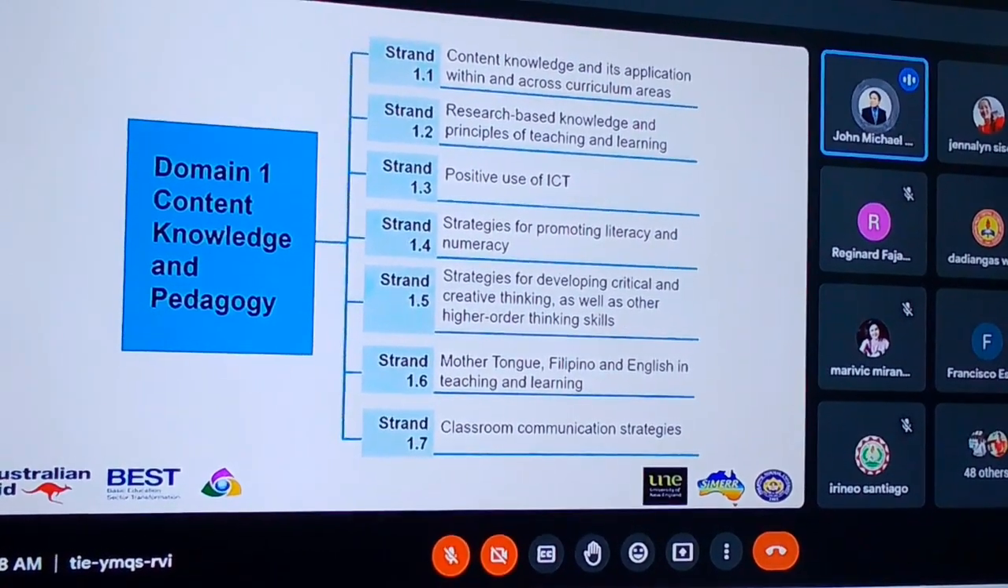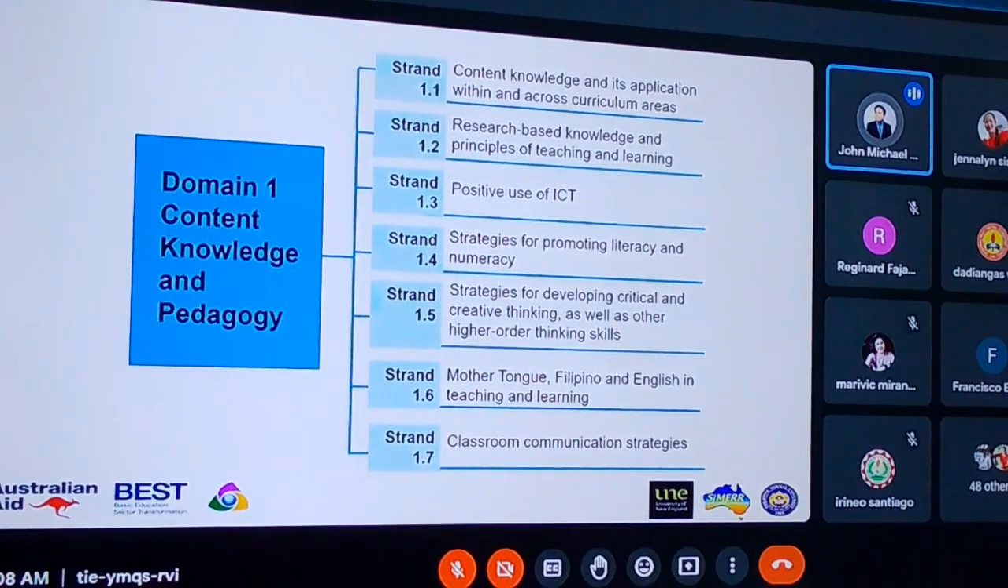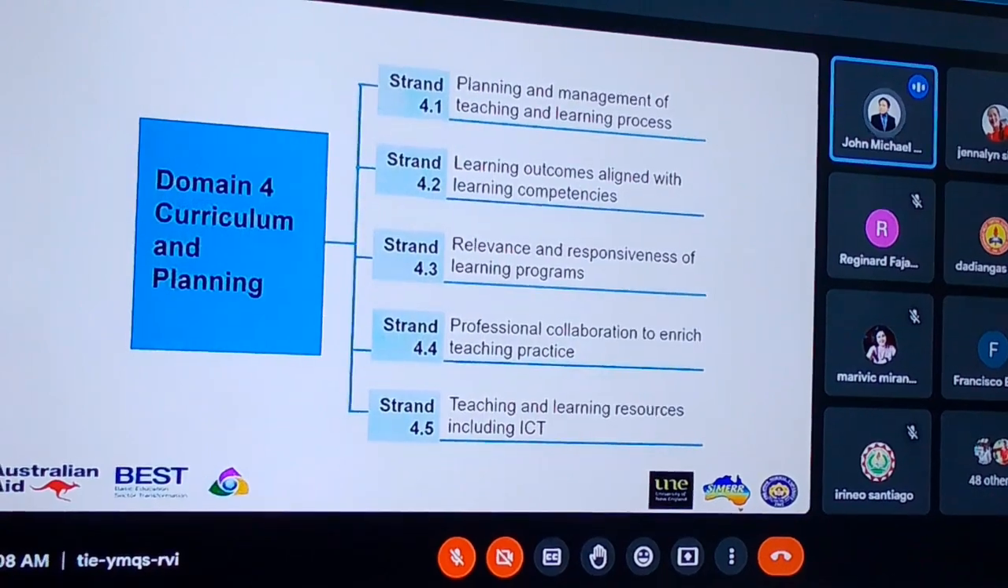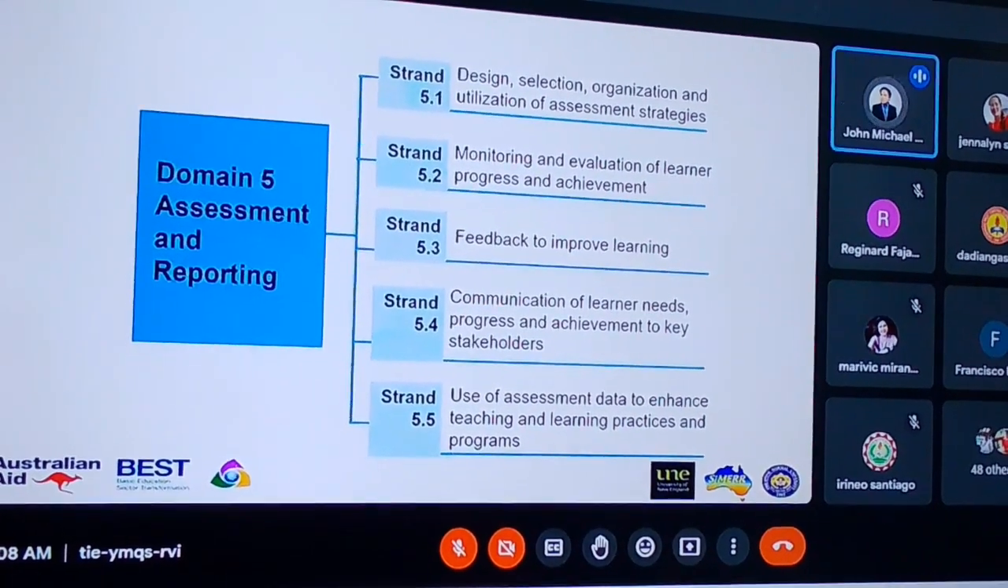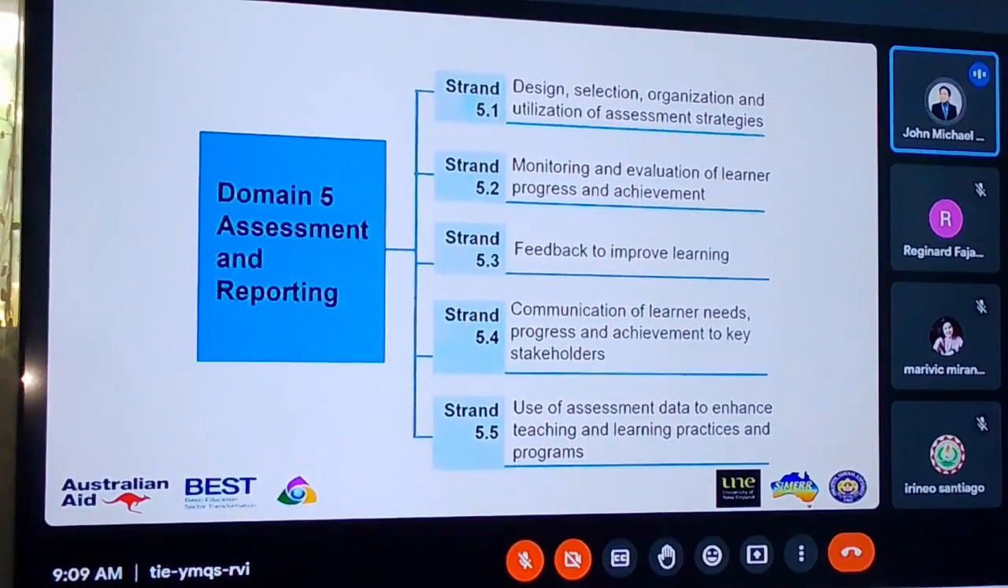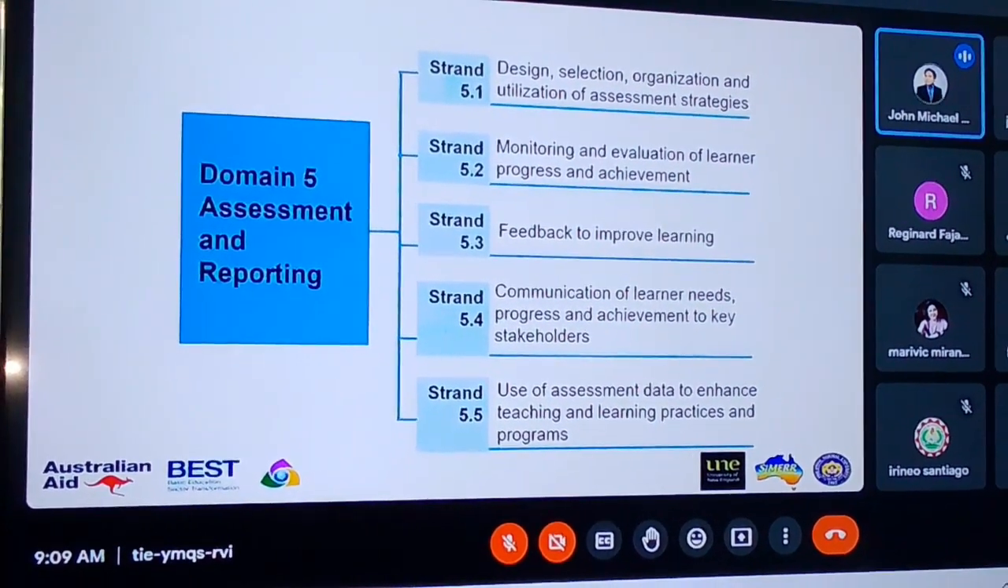Domain 2 with 6 indicators or strands. Domain 3 with 5, domain 4 with 5, domain 5 with 5, and domain 5.